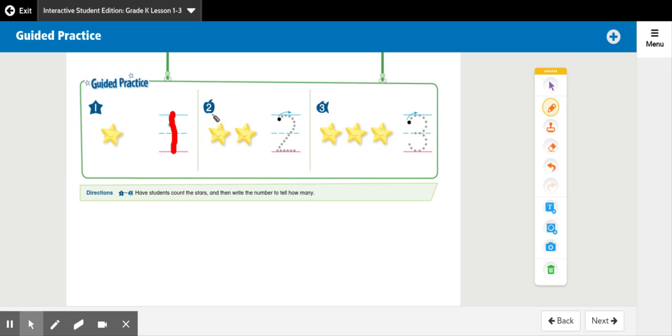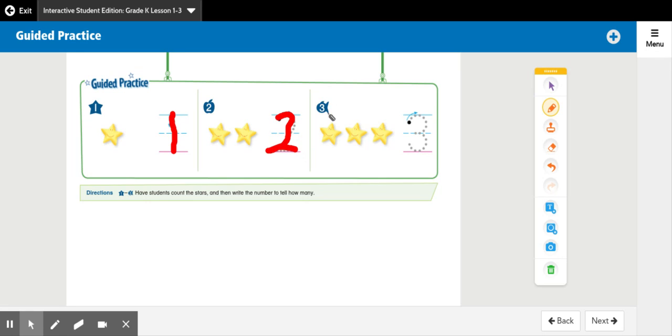Alright, let's look at number 2. How many stars do we have here? 1, 2. So now we're going to write the number 2. Trace those dots. And now we have the number 2.